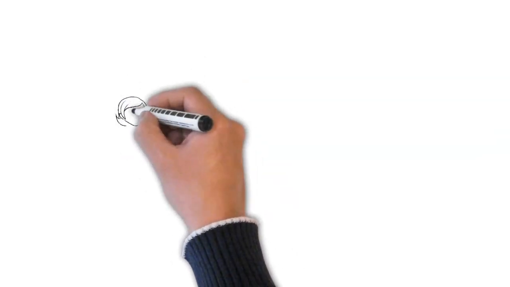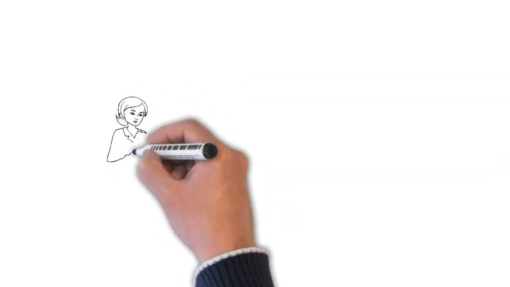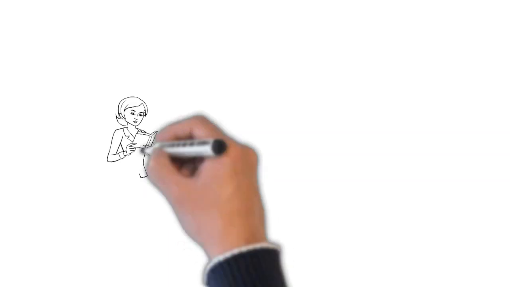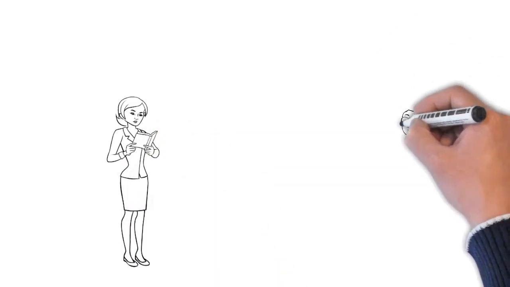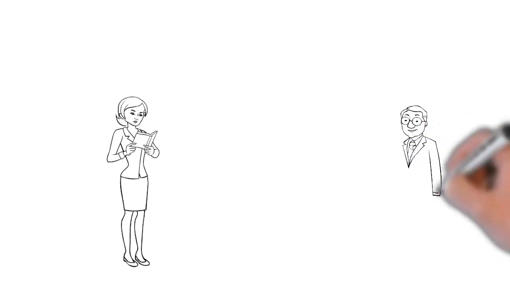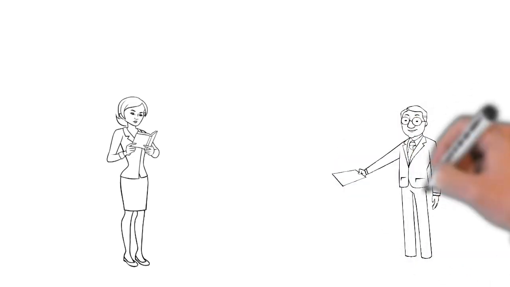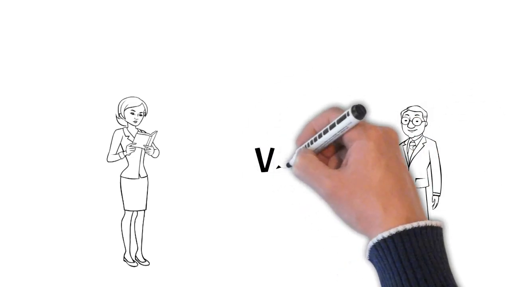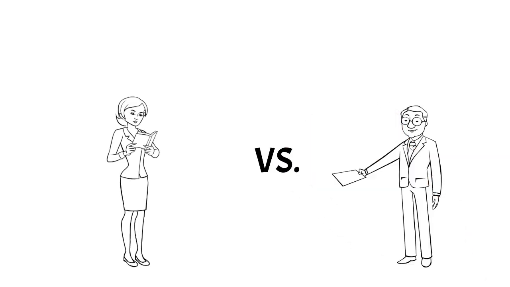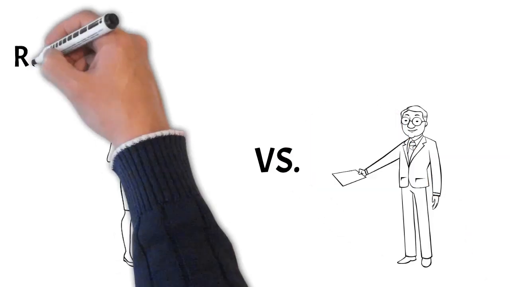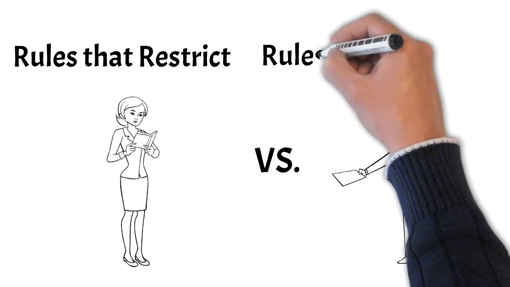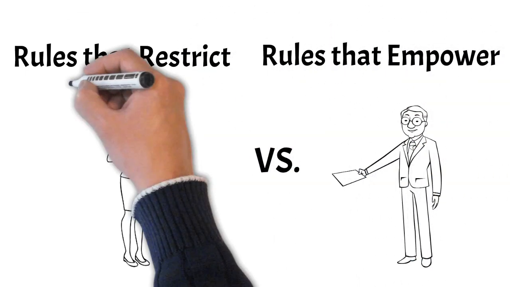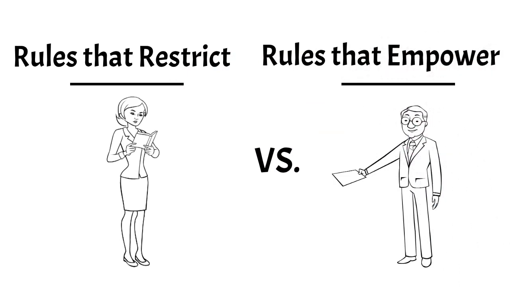What does it mean when policies, rules, and expectations are designed to restrict employee actions? What does it mean when they are designed to empower employee actions? In this episode of Know the Difference, we're going to explore the key differences between restrictive and empowering rules of the workplace that control the choices, options, and behavior of employees.